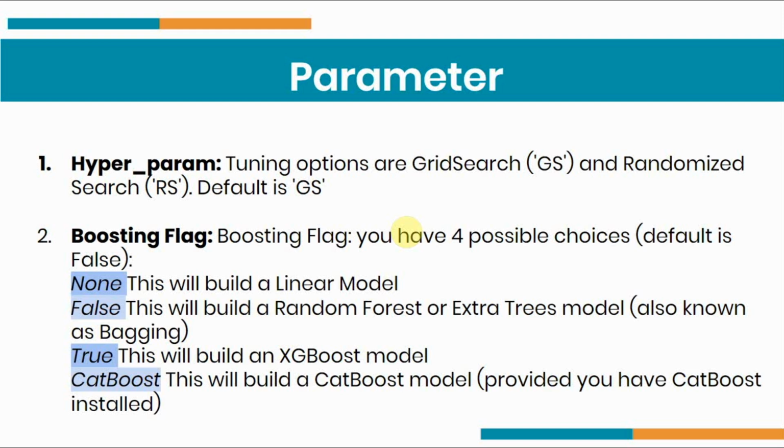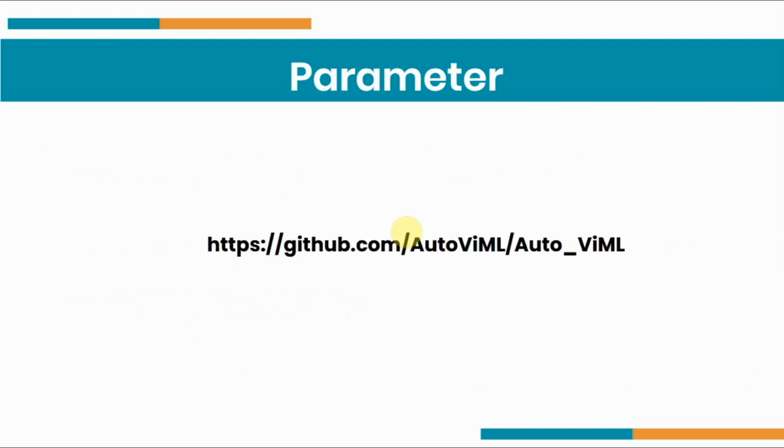The first one is none. This will be the linear model. So when you use the none option, it builds the linear model for you. When you use the false option, it builds a random tree or an extra tree model. If you use true, it builds an XGBoost model. If you use CatBoost, it builds a CatBoost model. Now check out the GitHub link to see more on the parameters and the options there too.